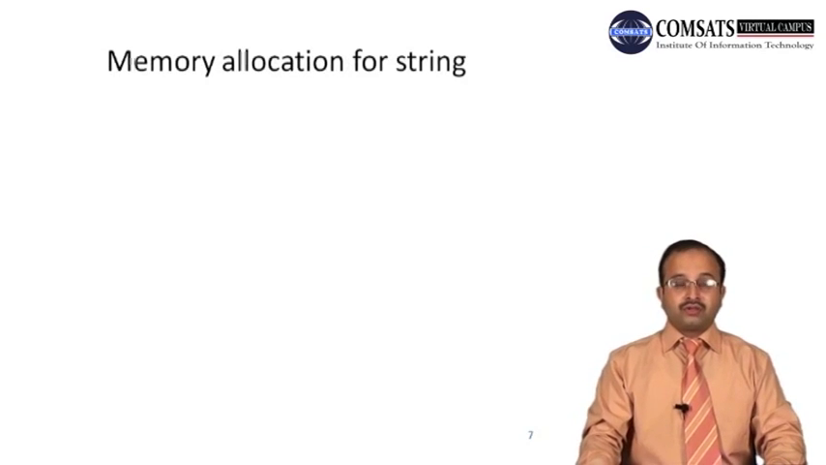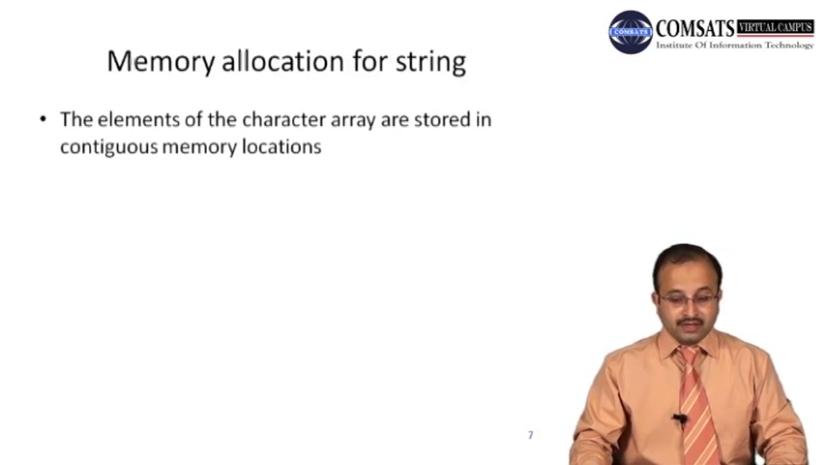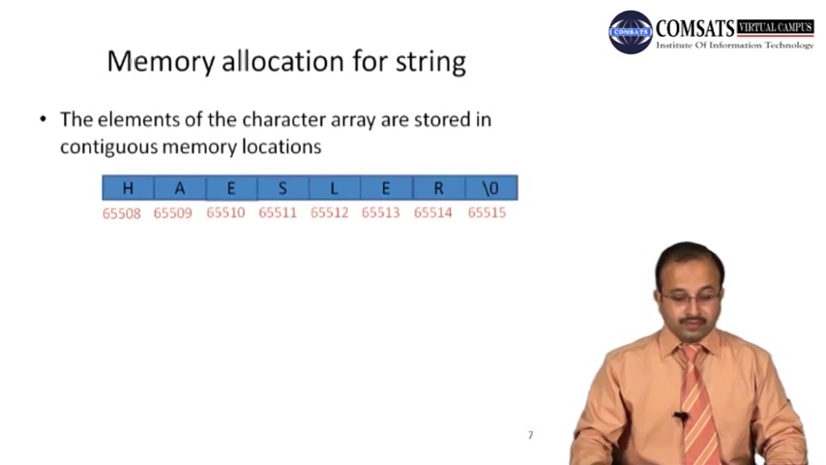Let's see the memory allocation of string, how the memory is allocated for the strings. The elements of the character array are stored in a contiguous memory location, that is this one. So you can see that this is the string containing alphabets H, A, E, S, L, E, R and a null character, and each character takes 1 byte.